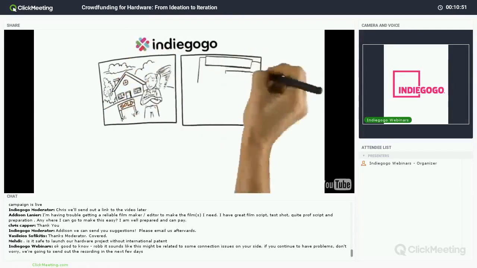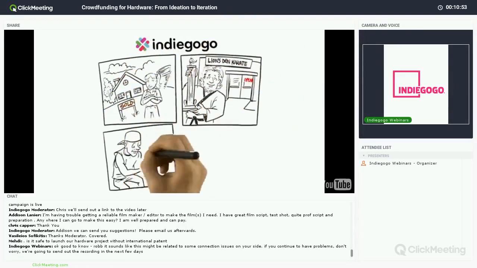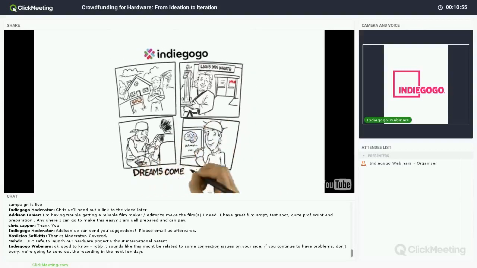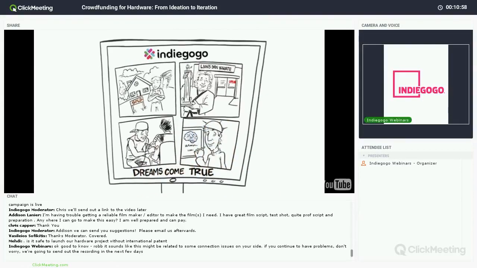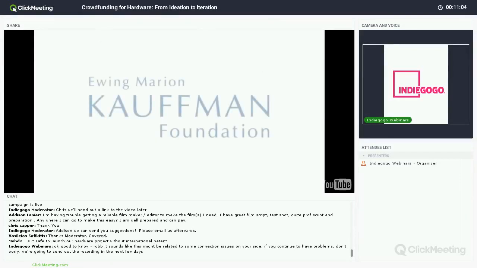Indiegogo is really built on amazing things that have happened by other entrepreneurs that have pushed the bar forward, which I think is super exciting because if you empower an entrepreneur to push forward, an entrepreneur can change the world.